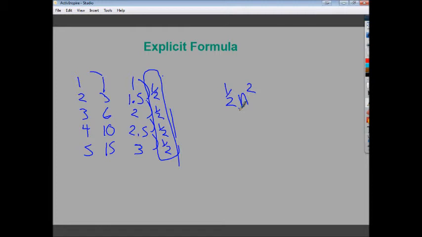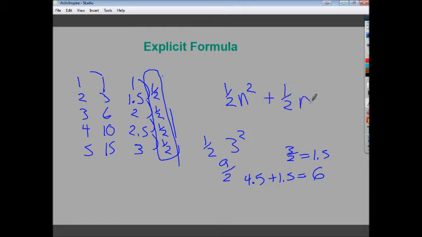And so I did it. I plugged in 3. 3 squared is, of course, 9, and if you divide that by 2, you get 4.5, which doesn't get me to the 6 that I'm looking for. But then I thought, well, what's half of 3? 3 divided by 2 is equal to 1.5, and 1.5 plus 4.5 is 6. So I adjusted my formula a little bit to say 1/2 n squared plus 1/2 n.